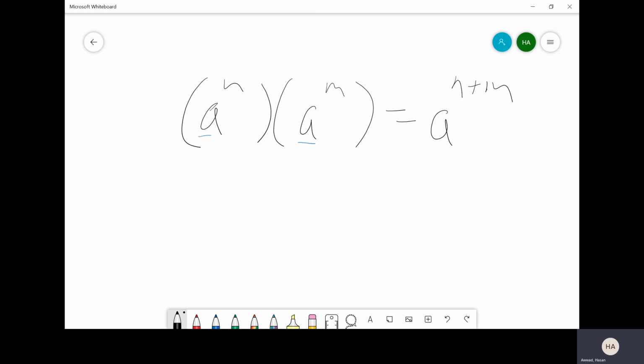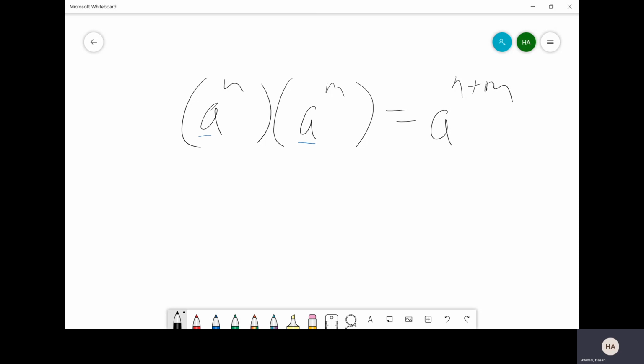So this is going to be equal to a to the n plus m. Okay? So let me just go through the rest of the properties and then we'll go through a couple examples as far as how this is actually going to work out. The next property that you should be aware of, kind of in the same vein.